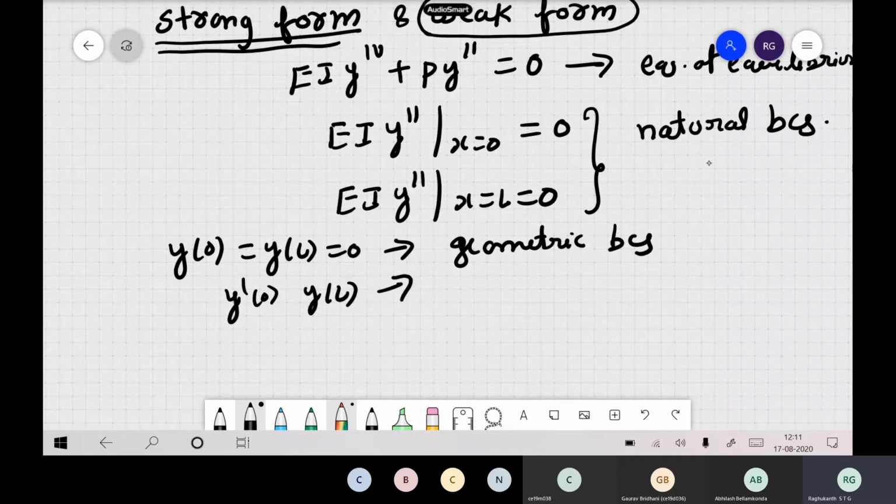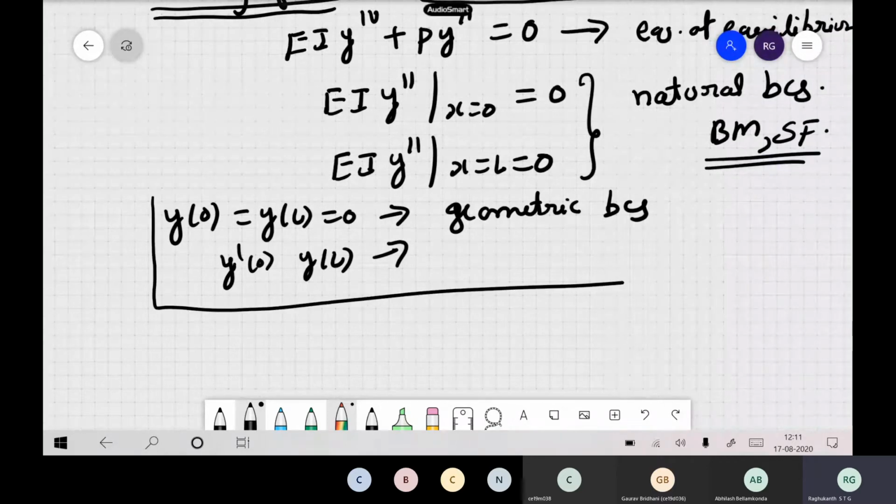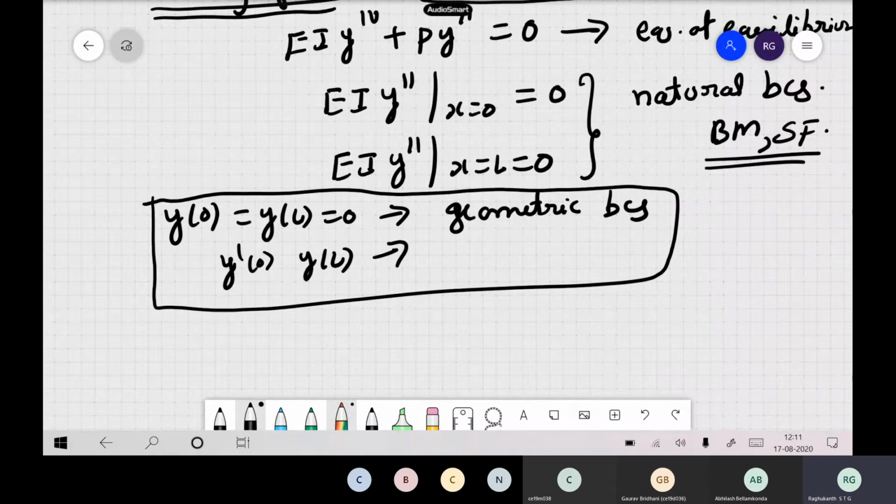Now natural boundary conditions are generally written in terms of bending moment and shear force. Generally in calculus of variations, we enforce the geometric boundary conditions before the problem starts. Suppose it is a fixed end, we say that y has to be 0 and y dash also has to be 0. If it is a simply supported beam, only the deflection is 0, so the slope is not 0. So you have to enforce this before the problem.